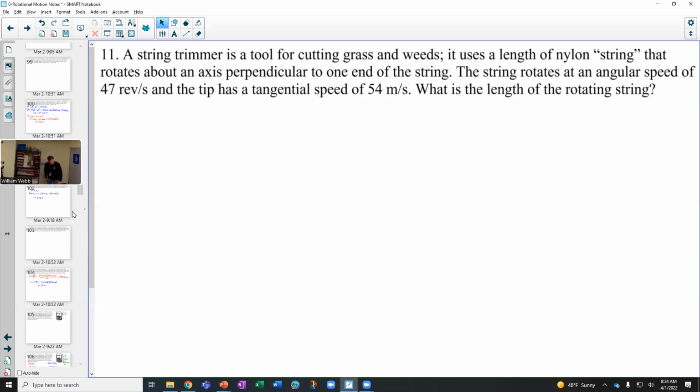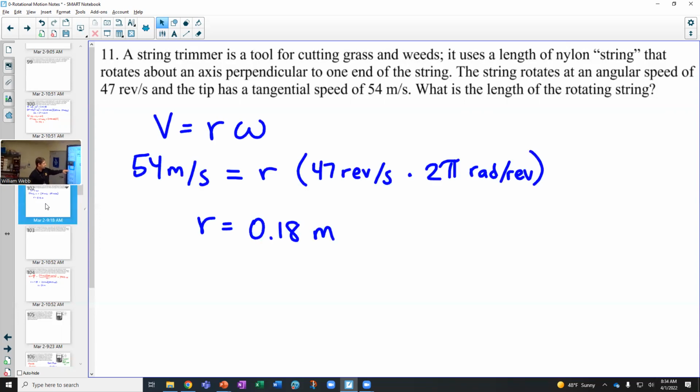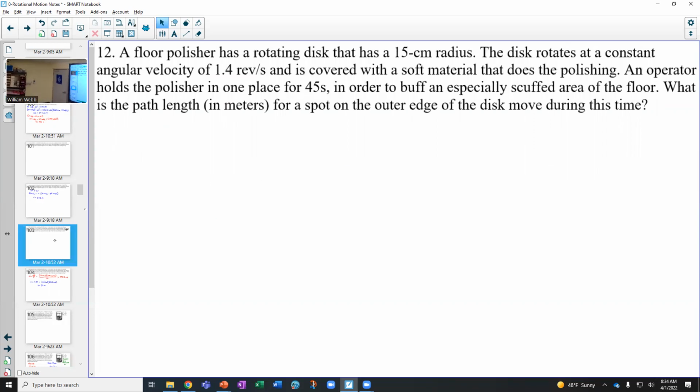All right, yeah, I think your setup's almost identical to what I did. You got 1.7 something? Yeah, or 0.17? Yeah. All right, so any questions on number 11? All right, and then number 12, floor polisher.